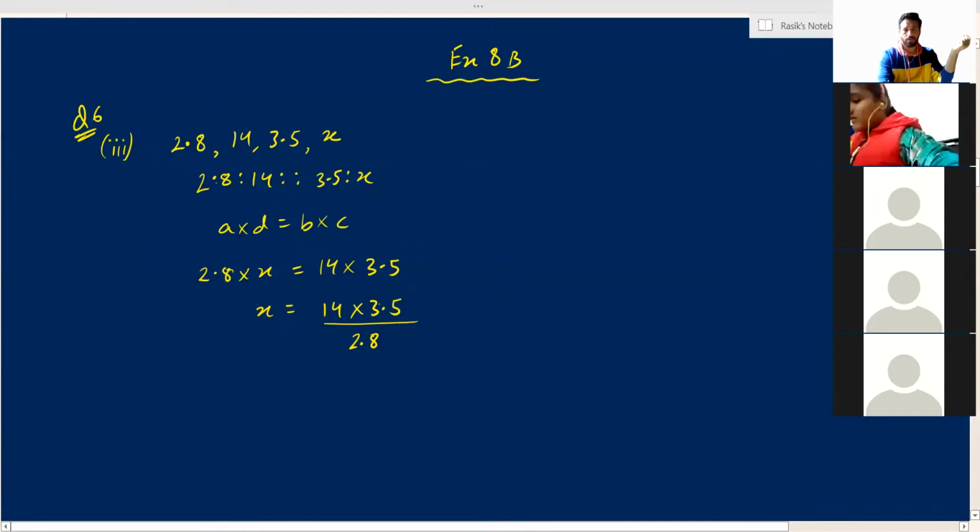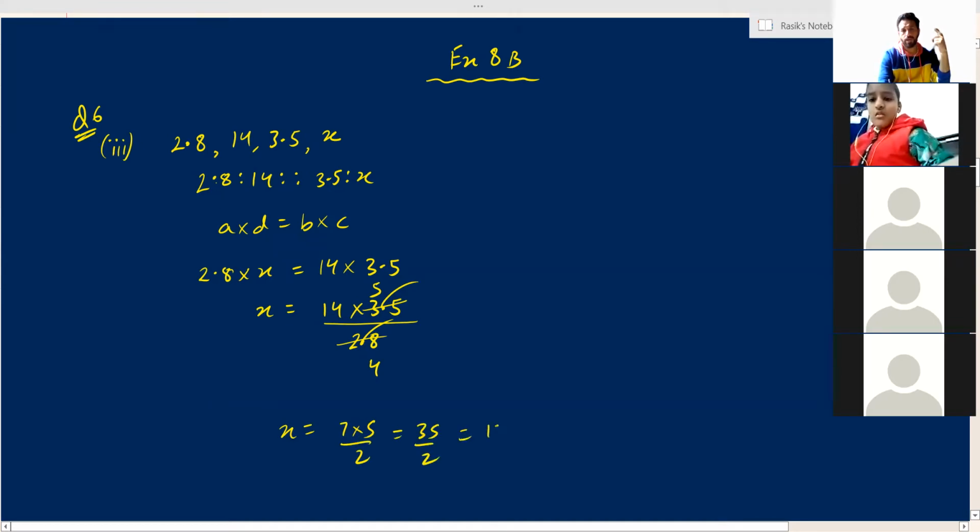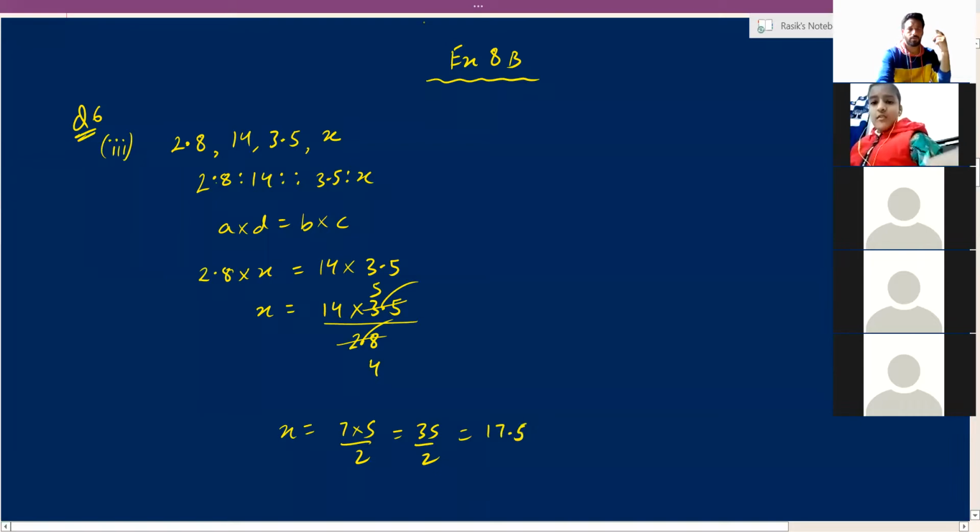Okay. So now here in the equation, we can just remove the decimal from numerator and denominator both, because there is only one digit after decimal. We can directly remove. Divide by 7, 4, divide by 7, 5, x equals to, we get 7 into 5 upon 2, which is 35 upon 2, which is 17.5.